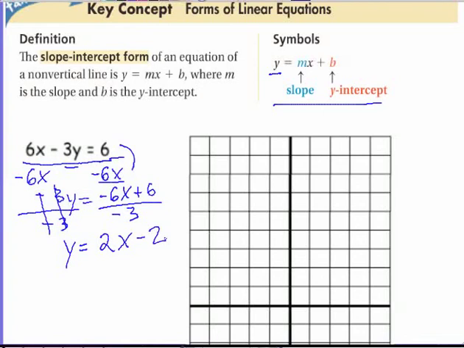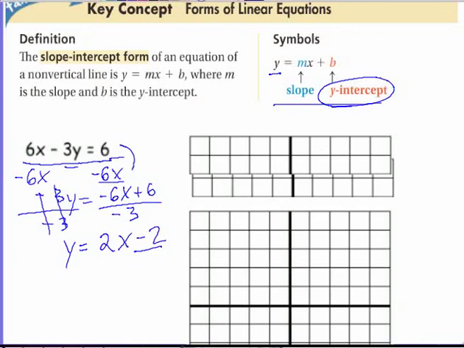Okay? Now, in order to graph this, I'm going to look back up at my form over here. It tells me that I already have my y-intercept. That's my b. In this case, that's a negative 2. So I am going to, let's see, I want to graph negative 2. So I'm going to move my graph a little bit up so we have some space.